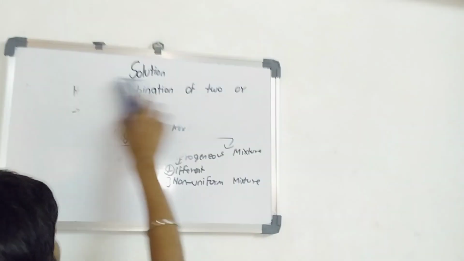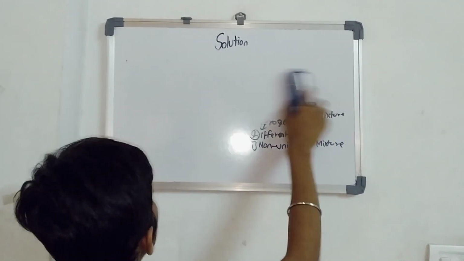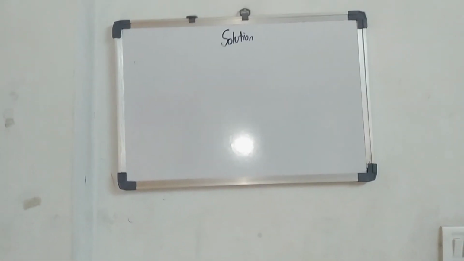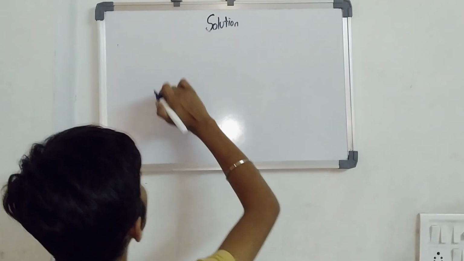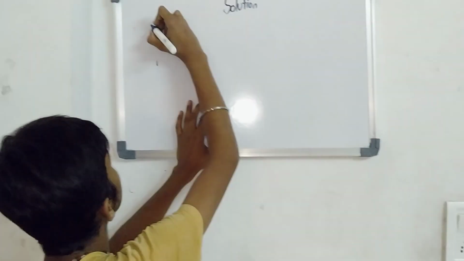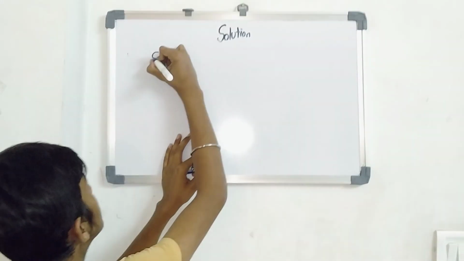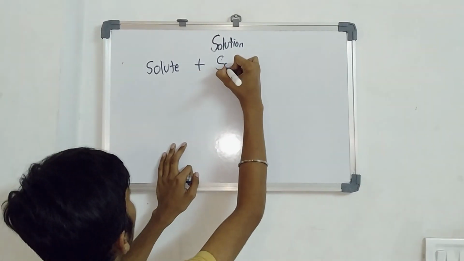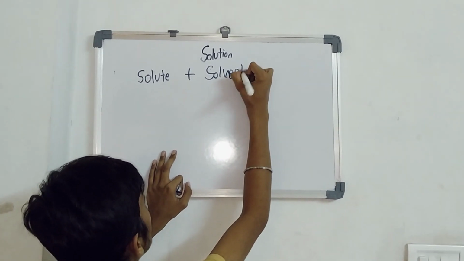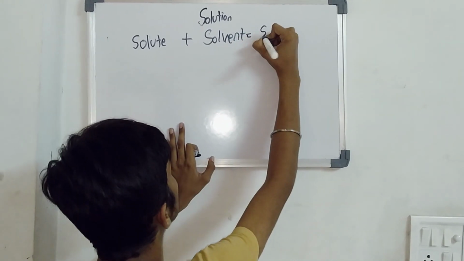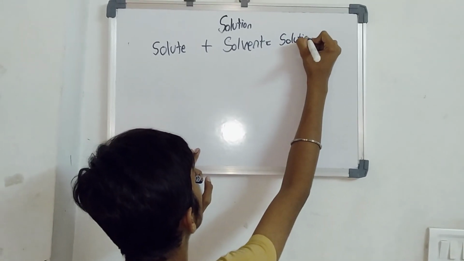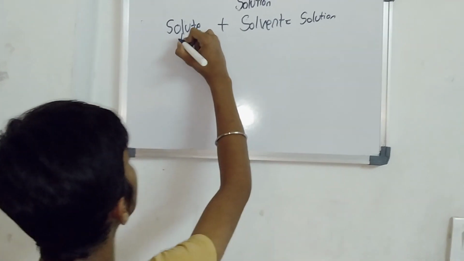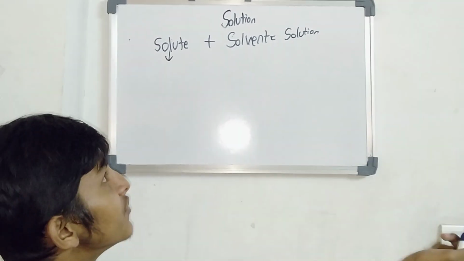Now we are ready to look at what a solution is. Basically, a solution is a combination of a solute and a solvent. When the solute and the solvent combine, we get a solution. So the question is, what is solute and what is solvent? Solute is the substance which we are adding.